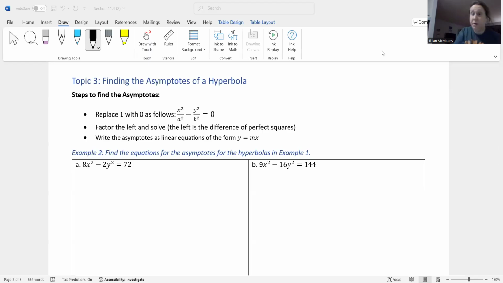For topic 3, we're going to look at finding the asymptotes of hyperbolas. So we're going to find the actual equations, and there's really two ways. Sometimes it's really nice if you can see the not as easy way so that you can appreciate the easier way. And so that's how I'm going to approach this today.